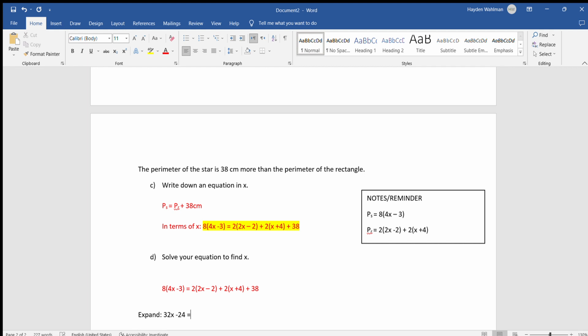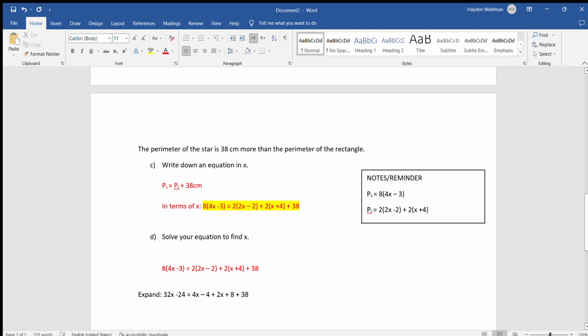Equals 2 times 2x, that's 4x. And then 2 times negative 2, that's negative 4. And then plus 2 times x, that's just 2x. And then 2 times 4, that's 8. And then plus 38, okay? So that's expansion, right? We did nothing but multiplying there. So now let's simplify.